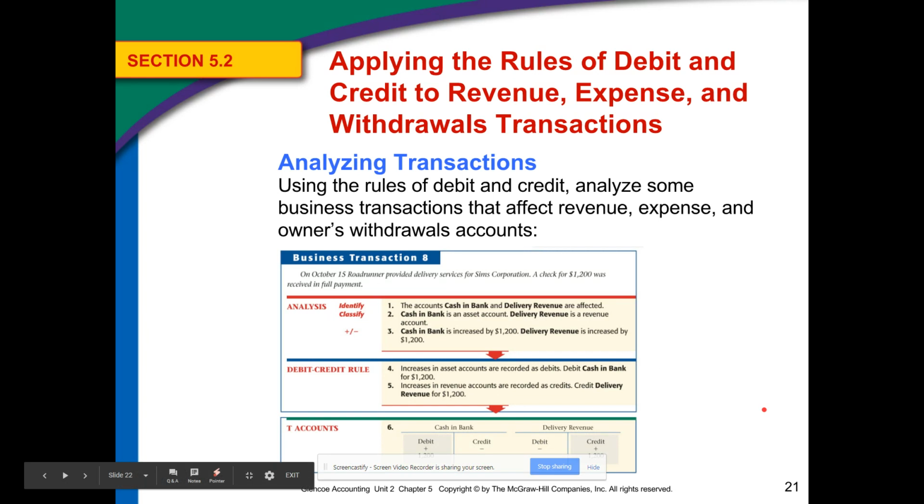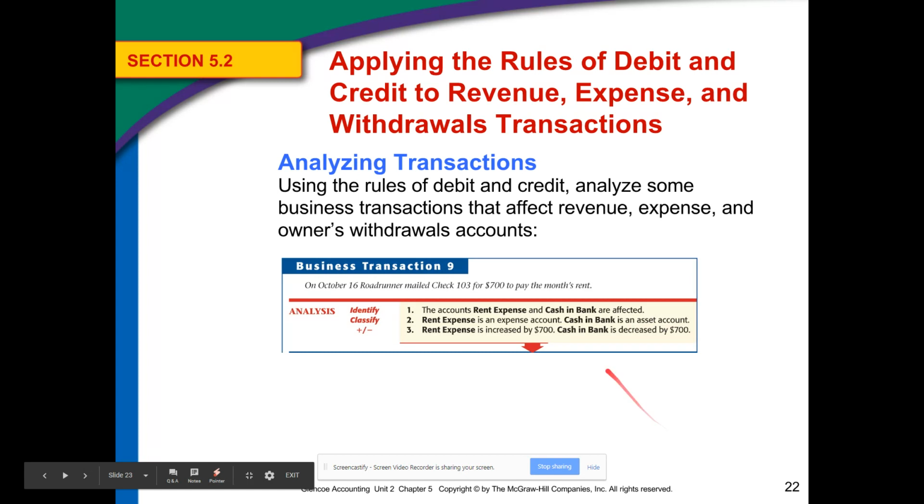And that's what it looks like as a T account. I'm going to increase cash and bank. I'm going to increase delivery revenue. I debit cash and bank. I credit delivery revenue. Remember, debit means left side. Credit means right side. They don't mean adding and subtracting. It just means what side of my column am I on for my T account.